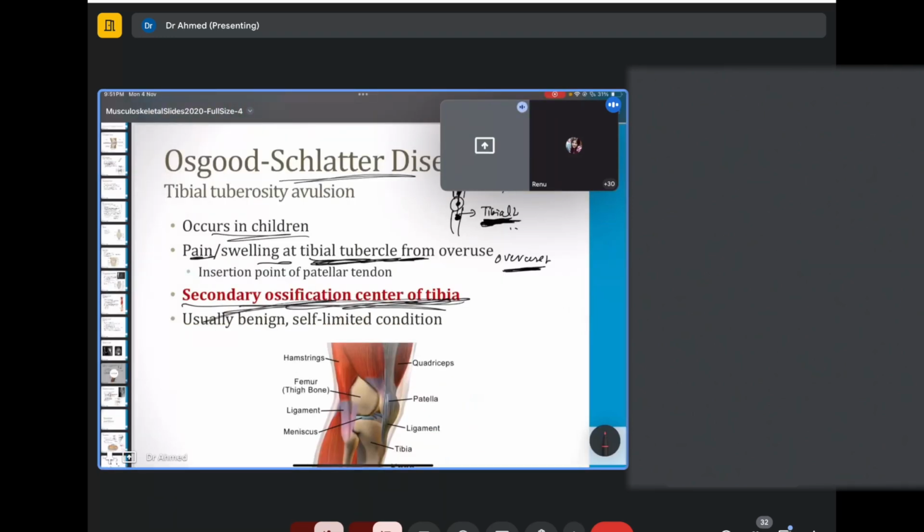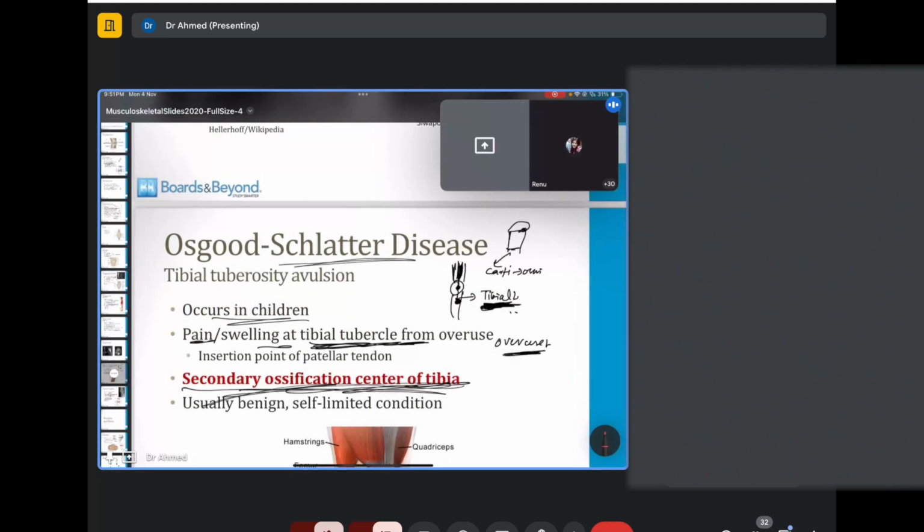Okay, from here, Osgood-Schlatter syndrome. Yes, Dr. Renu. Yes, Dr. Amal. Osgood-Schlatter disease is seen in children. At the tibial tubercle there is pain and swelling because of overuse. It is usually self-limiting, and it involves the secondary ossification center of the tibia.